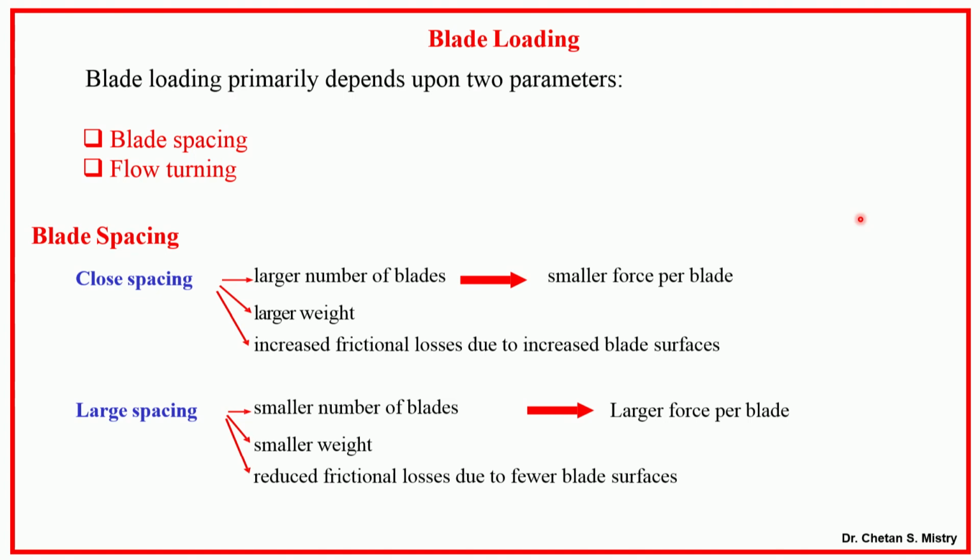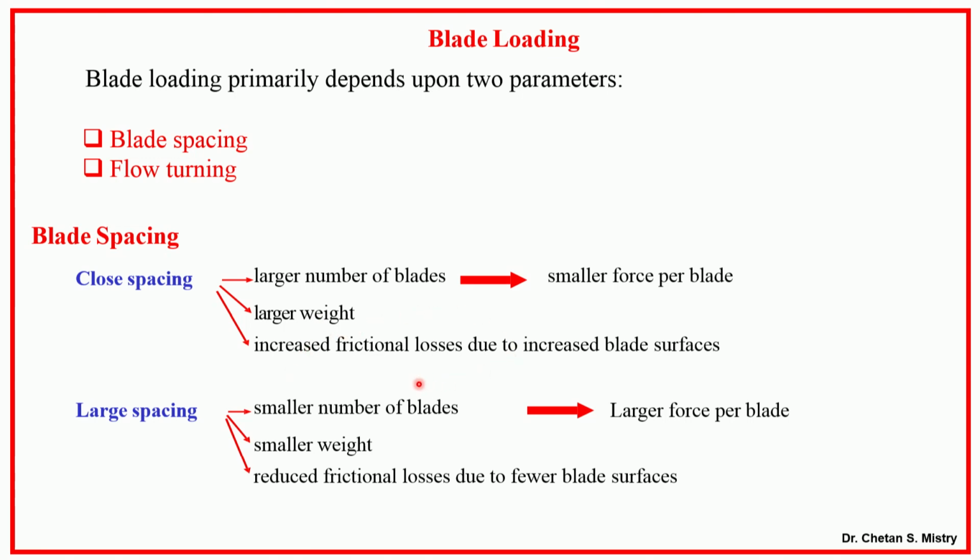One is what we call blade spacing, and second is my flow turning. Now, suppose I have closely spaced blades. What does it mean? I will have more number of blades, so the per blade load will be lower. In that case, the more the number of blades, the larger the weight. Larger will be the number of surfaces subjected to flow, which will increase my friction losses.